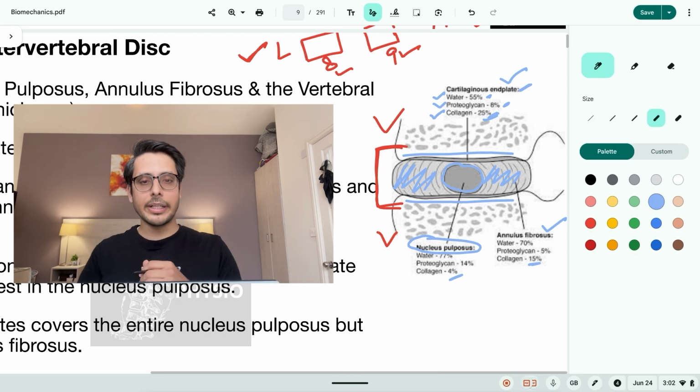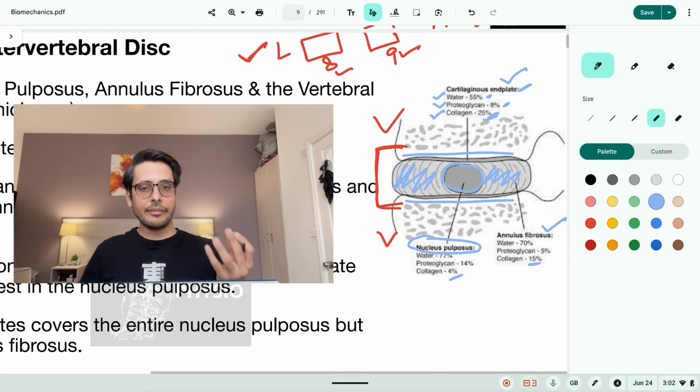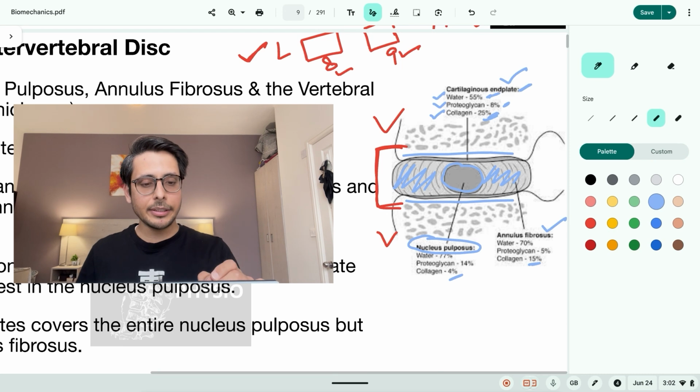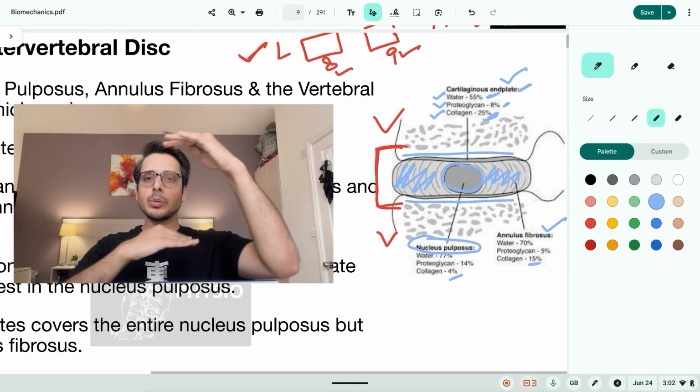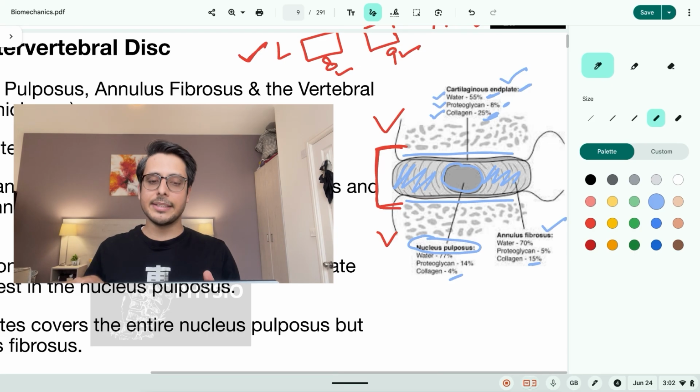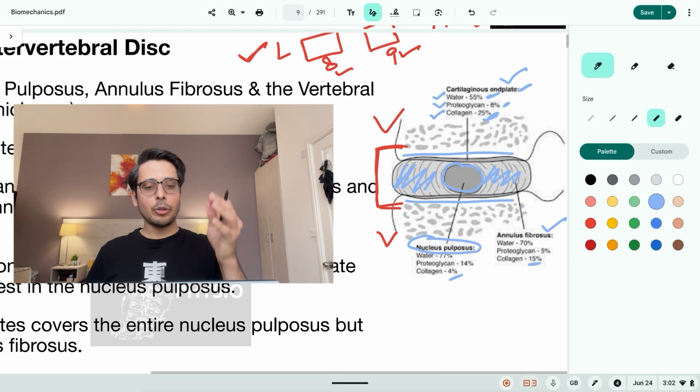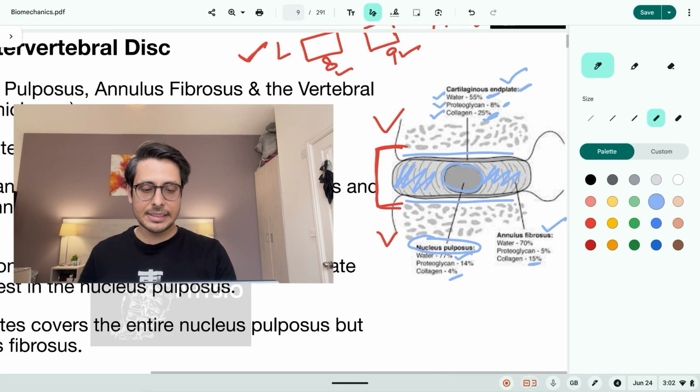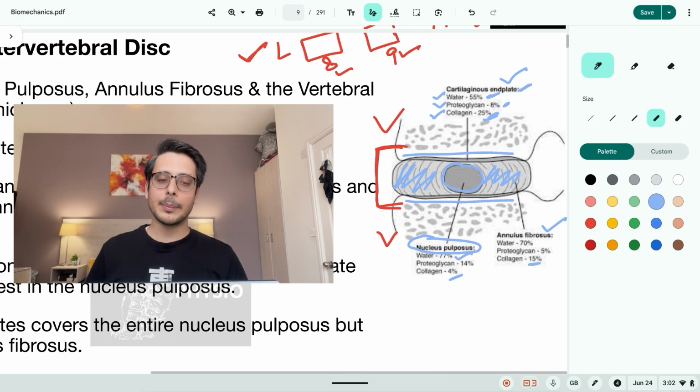On the contrary, the amount of water is the least in the end plate, the outer structure, at 55%. And talking about the innermost structure, the nucleus pulposus, it has 77% water.